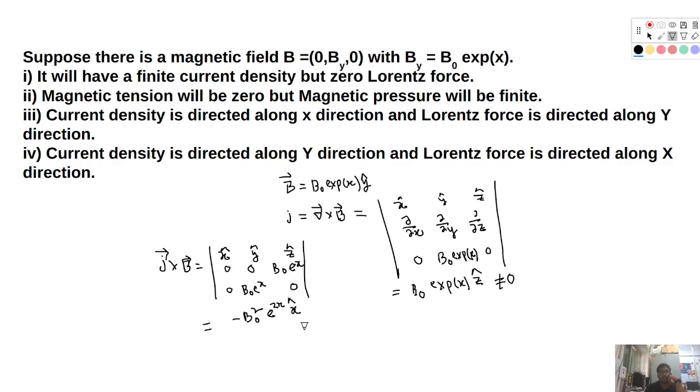So you see the Lorentz force is in x direction, and this was in z direction, right? And both are not equal to 0. So let us look at the options one by one. The first says it will have a finite current density but 0 Lorentz force. That's not true because both are finite, non-zero values, right?